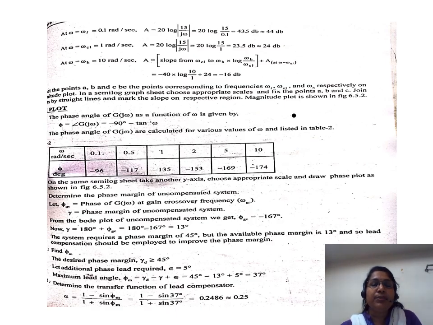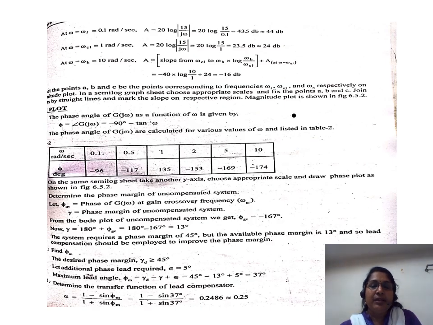Similarly, for the phase angle plot, we can draw the table. Then we can draw the phase angle plot. From that, phi GC we can obtain as minus 167 degrees. Gamma, the phase margin, 180 plus phi GC, we are obtaining as 13 degrees. But our required phase margin is 45 degrees. Available is 13 degrees. So lead compensation is required.